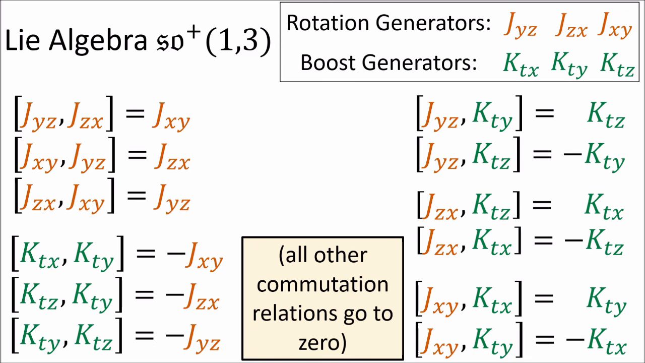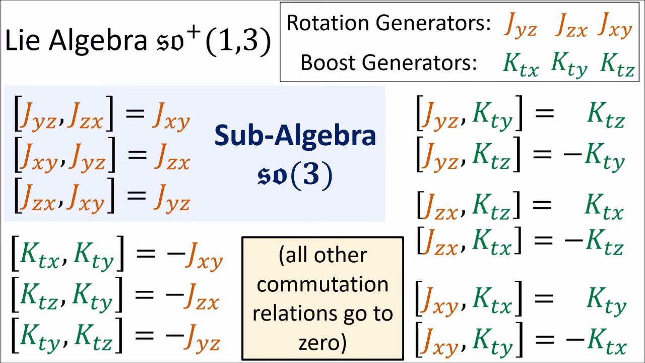Note that the commutator of two rotation generators gives a rotation generator. The commutator of two boost generators also gives a rotation generator. And the commutator of a rotation generator and a boost generator gives a boost generator. This shows us that the SO3 Lie algebra lives inside the SO plus 1, 3 Lie algebra.